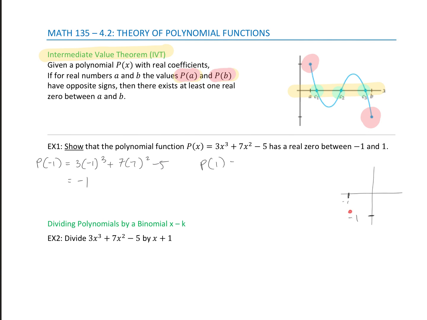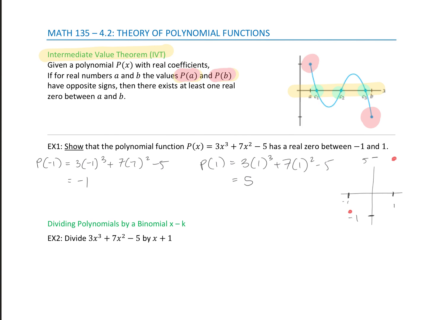So, okay, we'll go ahead and plug in +1. That'll be 3 times +1 cubed plus 7 times +1 squared minus 5. And when we calculate that out, that will give me 5. So at the point +1, and somewhere up here at 5, we have another point. And again, remember, our polynomial functions are continuous. There's no gaps in them.